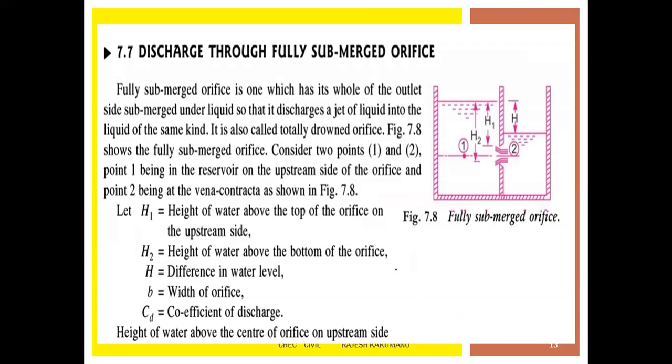Now, the next concept is the discharge through the fully submerged orifice. It means whenever the outer side of the orifice is not open to atmosphere and it is filled in the other tank, that is the discharge through the fully submerged orifice. That is the concept in unit 4. That is the other concept.